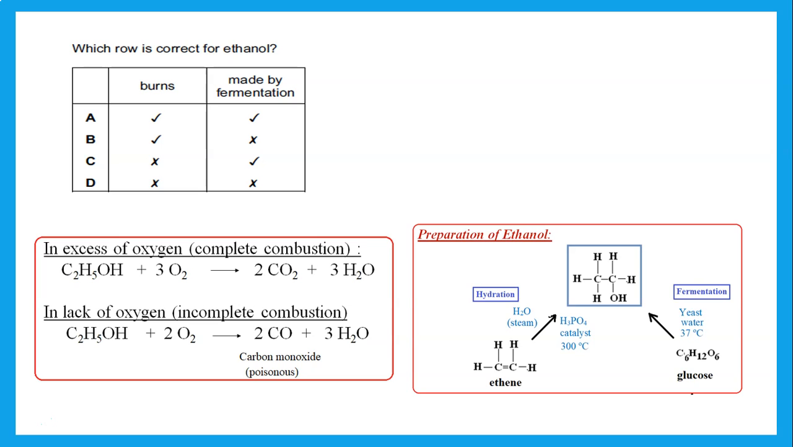What about made by fermentation? How did we prepare ethanol? We said ethanol can be prepared either by adding water to ethene, and that is hydration of ethene, and remember the conditions: phosphoric acid catalyst at 300 degrees Celsius, or by fermentation, in which we add yeast to glucose to change it to ethanol. So yes, ethanol can be made by fermentation.